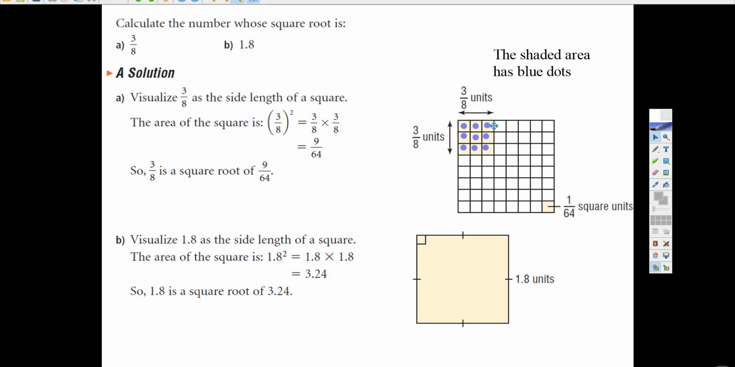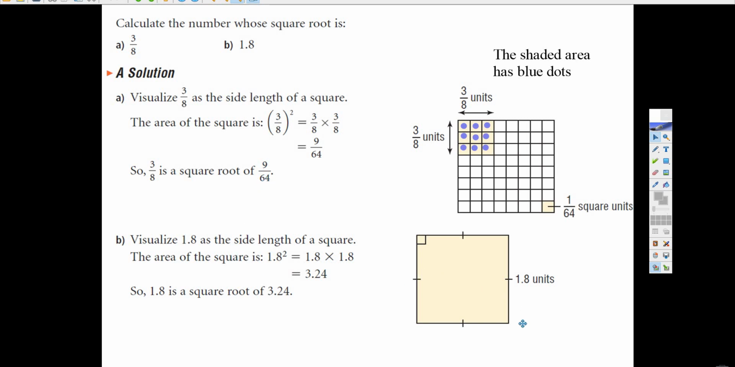Well, here's 3 out of 8 right here, that length right there. This is 3 out of 8 here. See, it's 8 all the way down, 8 little 8th units here. If we go 3 over 8 times 3 over 8, we get 9 over 64. So 3 over 8 is the square root of 9 over 64.